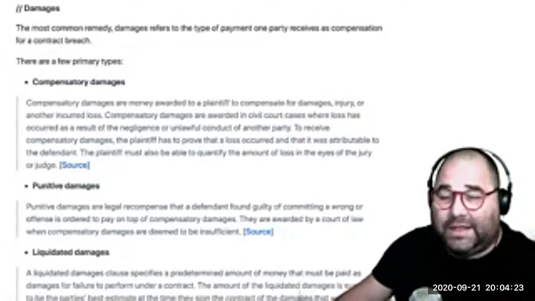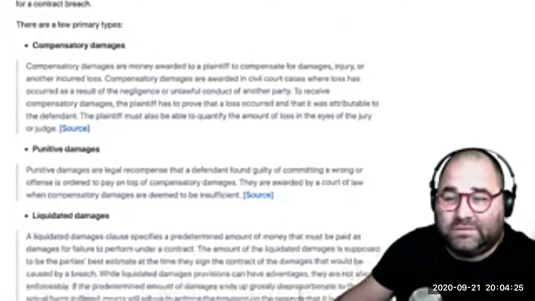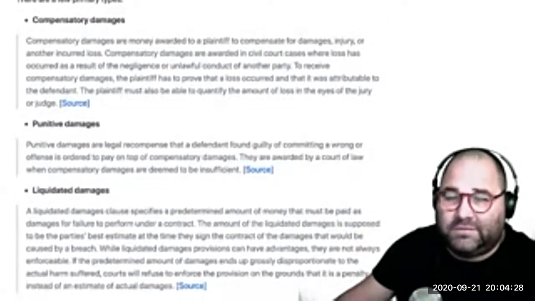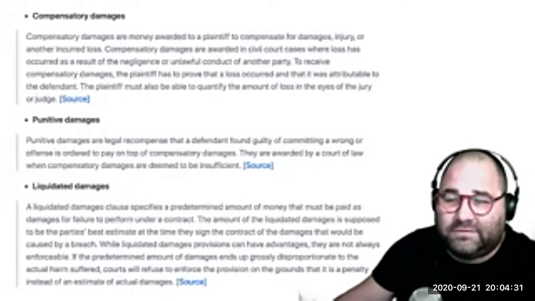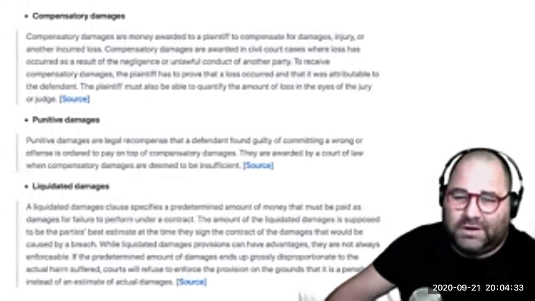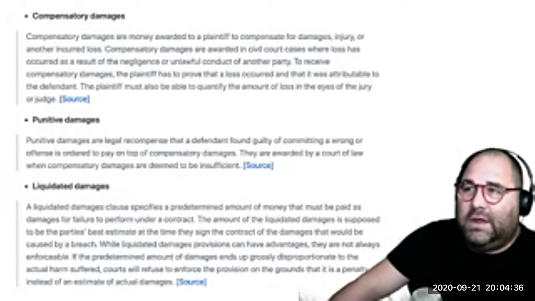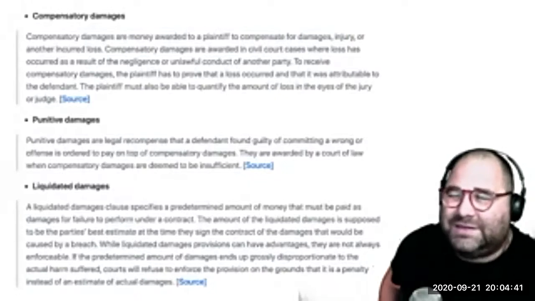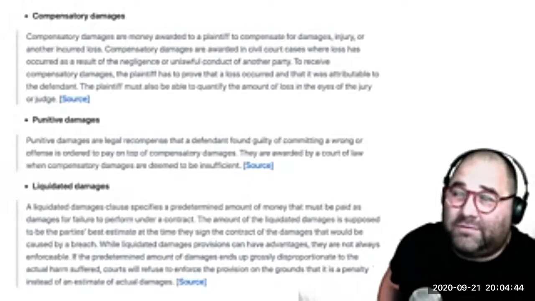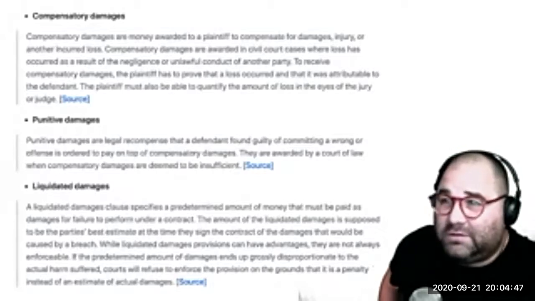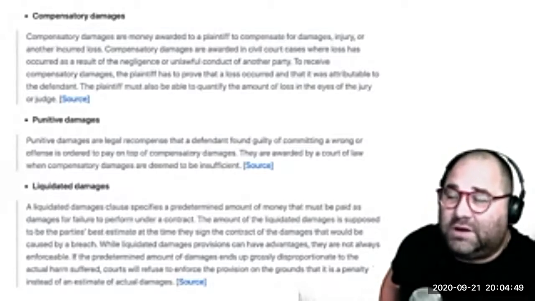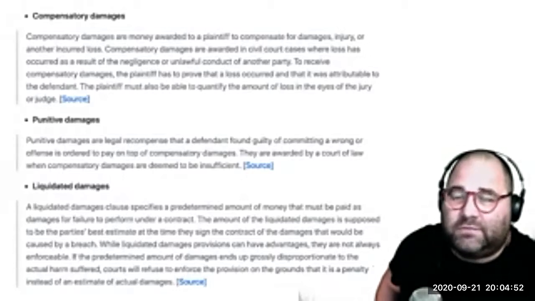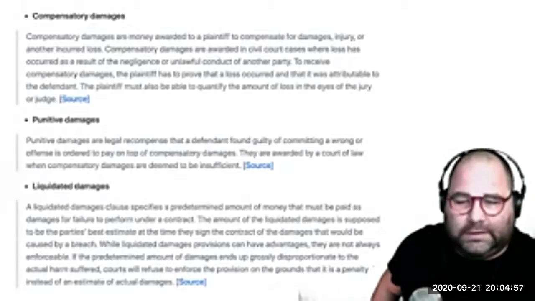This is the best way to say this: compensatory damages is based in reality. When we get to punitive damages, they are legal recompense that a defendant found guilty of committing a wrong or offense is ordered to pay on top of compensatory damages. This is basically when a court, a jury, or a judge decides that, hey, in addition to the $1,000 of compensatory damages that you need to pay this person, we also think that you did enough wrong that we're going to punish you and say that you have to pay $20,000 on top of that. Punitive damages are crazy.